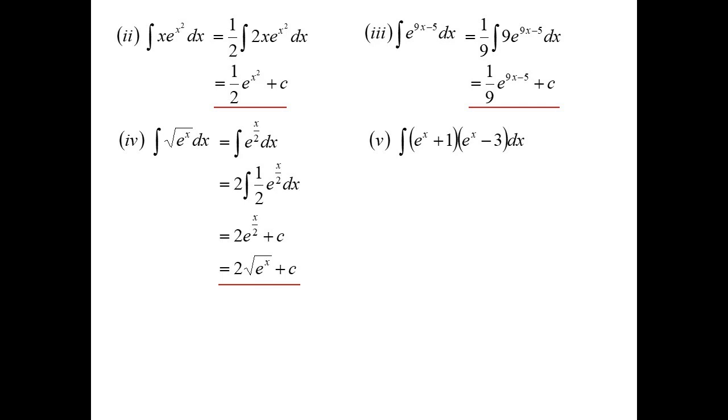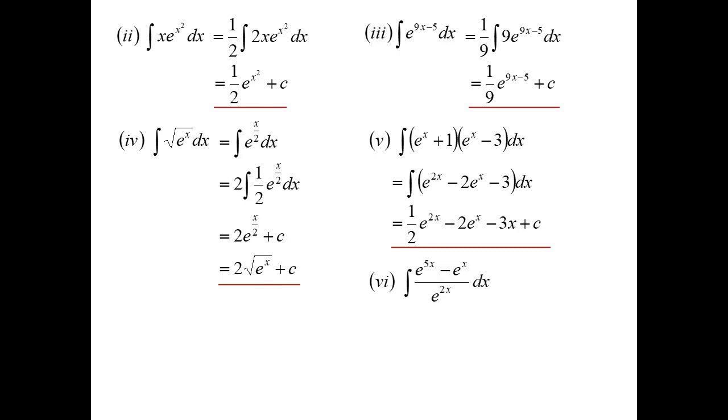Well, we don't have a product rule for integration like we do for differentiation, so we're going to have to expand this thing out. That's what we're integrating. Now, all of those are linear functions, so it's definitely going to be quicker for this one to just go, that's a half e to 2x minus 2e to the x, and of course the 3 integrates to be 3x, plus a constant.